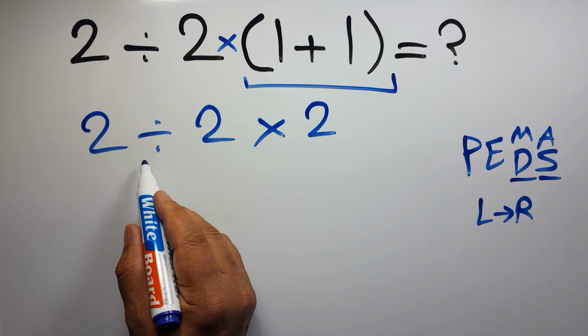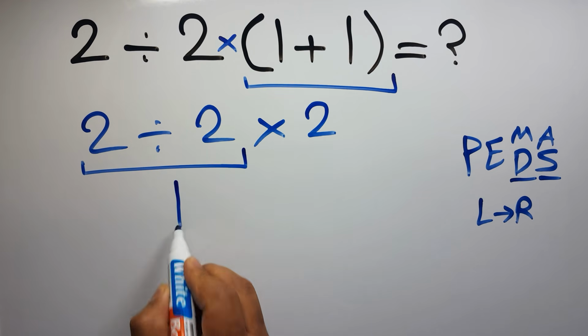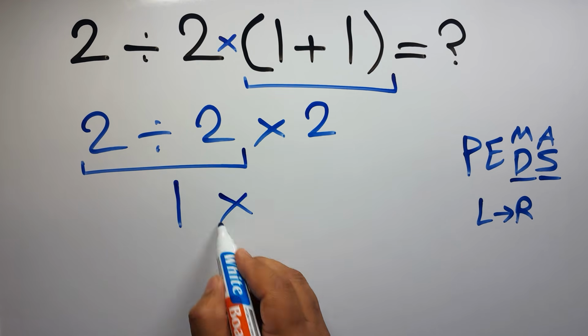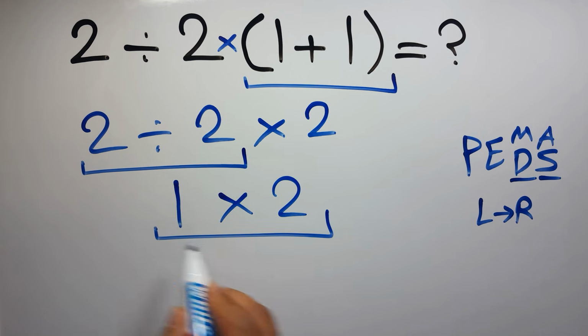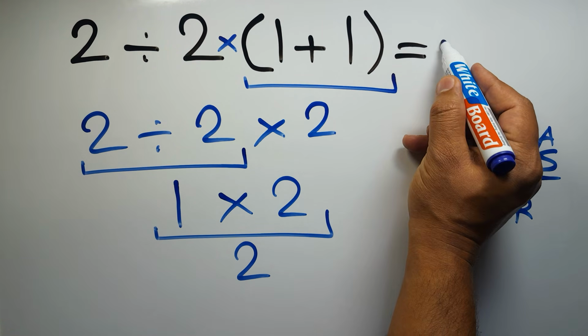So here, first we have to do this division. 2 divided by 2 gives us 1. So we have 1 times 2, which equals 2. And this is our final answer to this problem. The correct answer is 2.